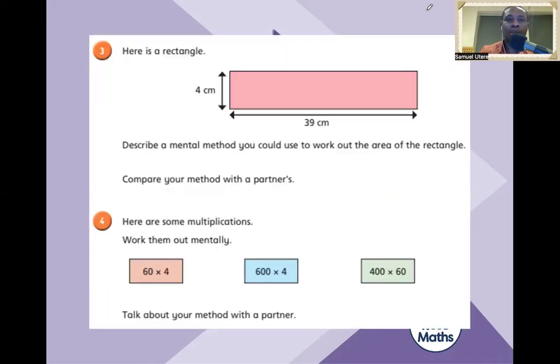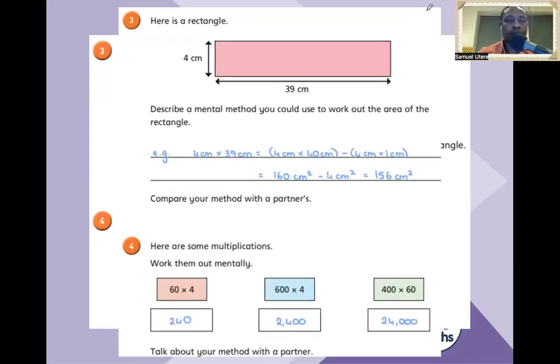Pause the video and answer questions 3 and 4 in 3 minutes. Assuming you've paused the video and you've answered questions 3 and 4, here are the answers. Let's discuss them. So for question 3, you were asked, here is a rectangle. You're asked to describe a mental method you could use to work out the area of the rectangle. So there are different mental methods, but here, this one really works well.